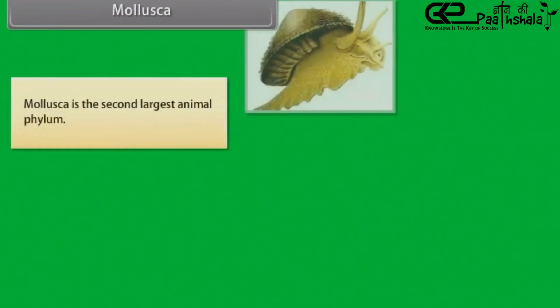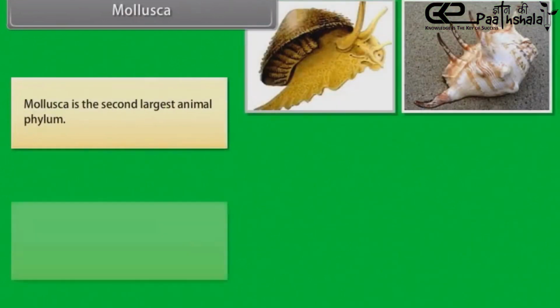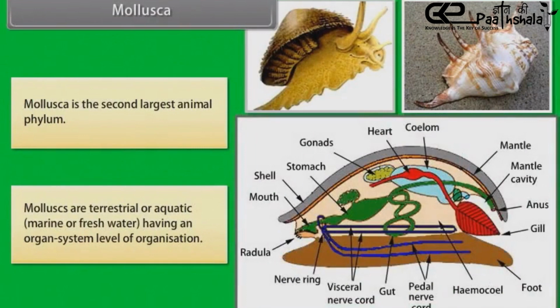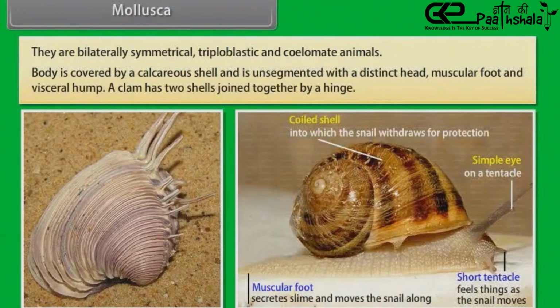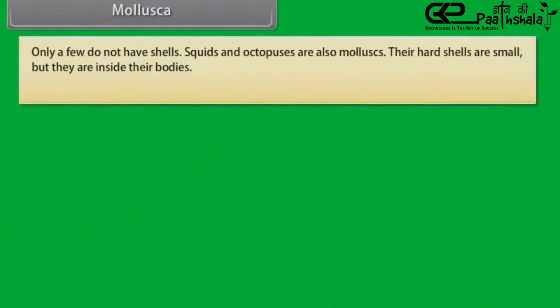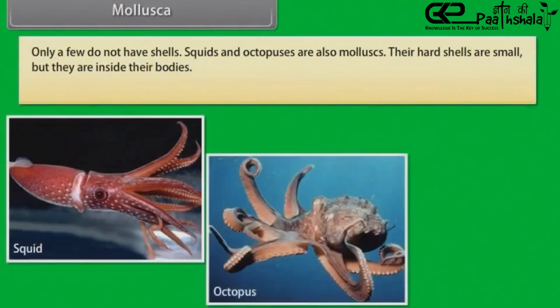Mollusca. Mollusca is the second largest animal phylum. Mollusks are terrestrial or aquatic, marine or freshwater, having an organ system level of organization. They are bilaterally symmetrical, triploblastic and coelomate animals. Body is covered by a calcareous shell and is unsegmented with a distinct head, muscular foot and visceral hump. A clam has 2 shells joined together by a hinge. Only a few do not have shells. Squids and octopuses are also mollusks. Their hard shells are small, but they are inside their bodies.